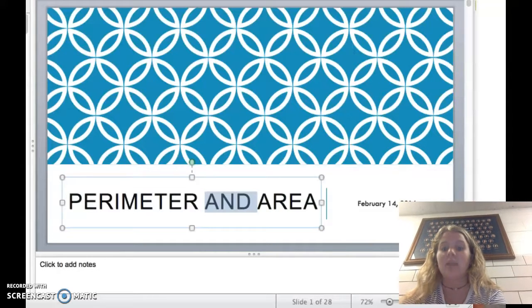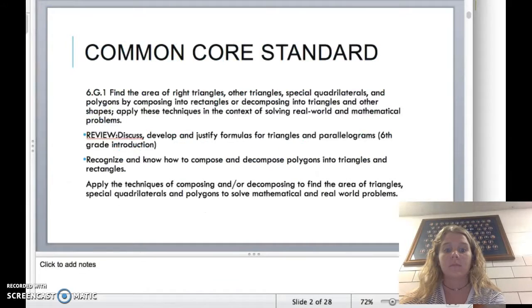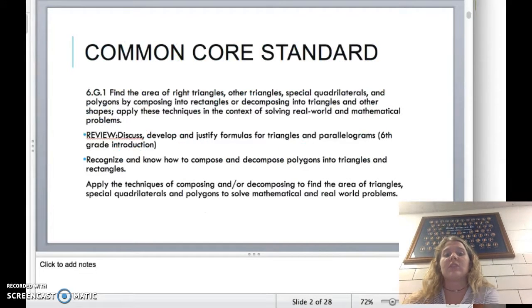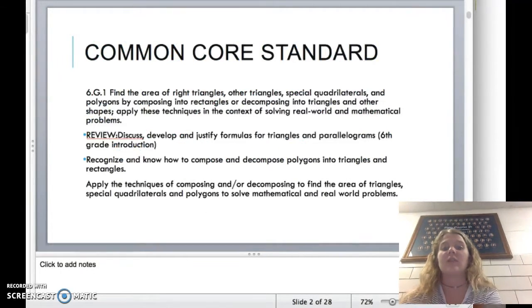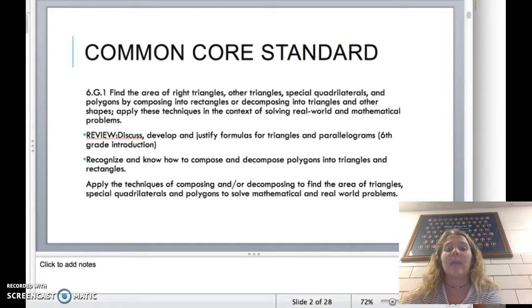Today's lesson would be over perimeter and area. It goes along with the Common Core standards of find the area of right triangles, other triangles, special quadrilaterals, and polygons by composing into rectangles or decomposing into triangles and other shapes. Apply these techniques in the context of solving real-world and mathematical problems.